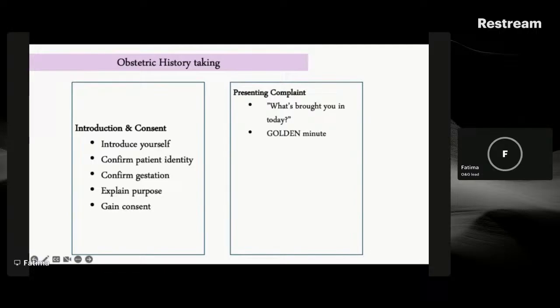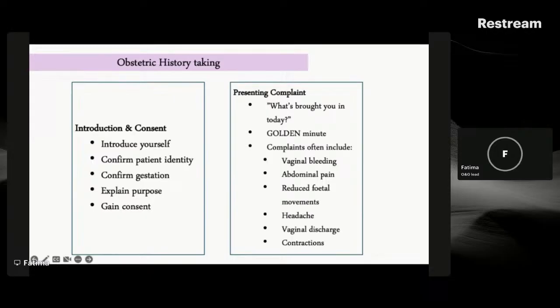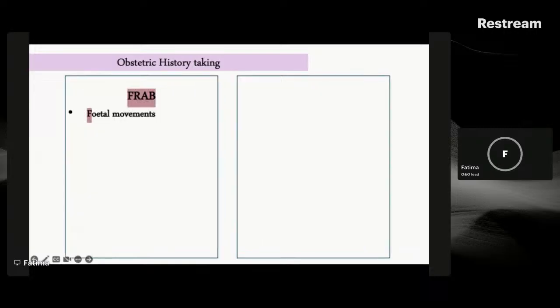So you ask them what's brought you in today, and you give them this golden minute and allow the patient to speak uninterrupted. They might complain of things including vaginal bleeding, reduced fetal movements, abdominal pain, headache, vaginal discharge, or contractions. These are the main things that a woman can come in complaining of if she's pregnant. We then, as we mentioned, go on to the FRAB screen.